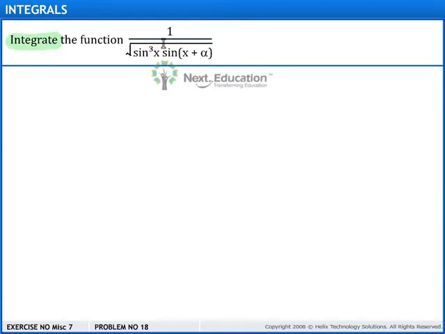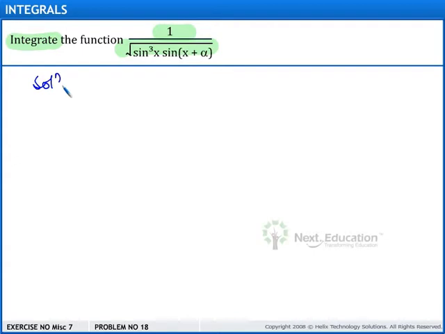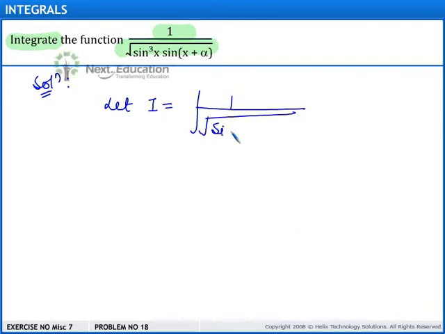We have to integrate the function 1 upon square root of sine cube x into sine of x plus alpha. Let's begin with the solution. Let I is equal to integral of 1 divided by square root of sine cube x into sine of x plus alpha into dx.